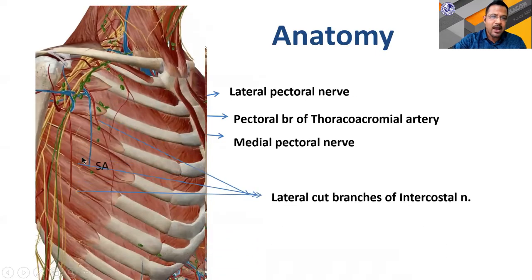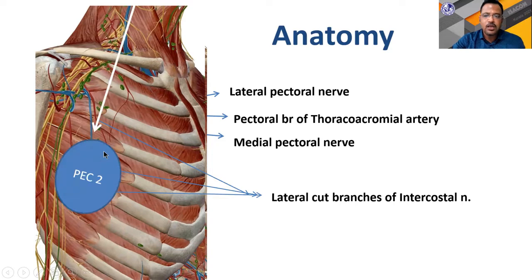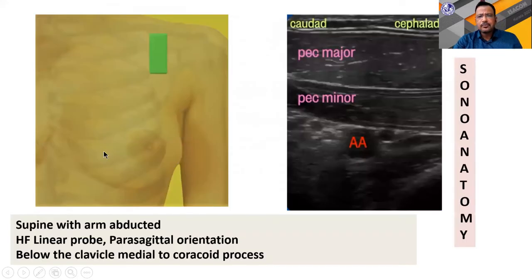Now, this is the PEC minor muscle, and this is the serratus anterior muscle. If I remove the PEC minor muscle, you can see the lateral cutaneous branches of the intercostal nerves running on the serratus anterior muscle. If I put the needle between the PEC minor and the serratus anterior muscle, it blocks the lateral cutaneous branches of the intercostal nerve from T2 to T6, and it becomes a PEC-2 block.